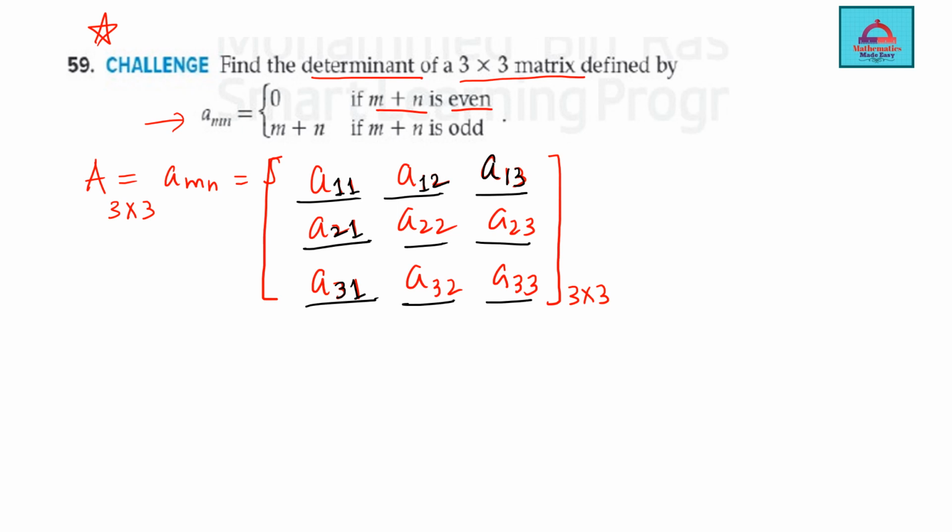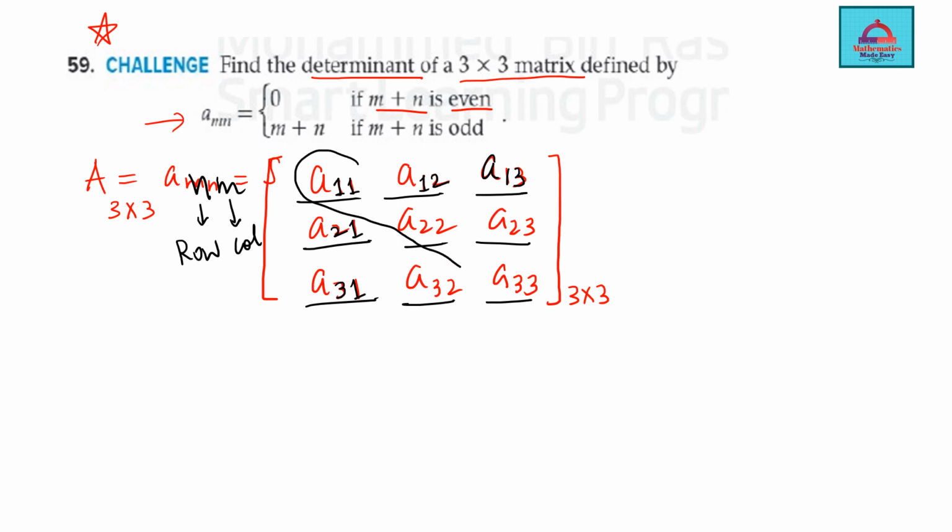So now M and N represent your rows and columns. Okay, this is N and M given, not M and N. So we'll write N first followed by M. So N is representing row, M is representing column. Be careful. Okay, so when the sum is even, where is the sum even?